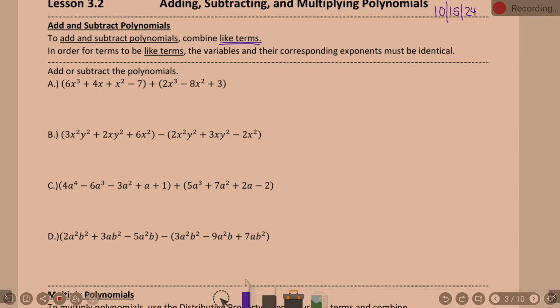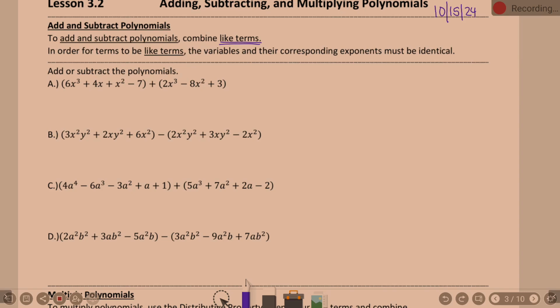So let's look at A. We have 6x cubed plus 4x plus x squared minus 7, plus 2x cubed minus 8x squared plus 3. Now, do the parentheses really mean anything on this problem? Not a whole lot, because this is an adding problem. When it comes to subtraction, it means a little bit, but with addition, it doesn't mean a whole lot. You're adding whatever's in the first parenthesis with whatever's in the second parenthesis. We're looking for like terms. So with that in mind, what do you see?